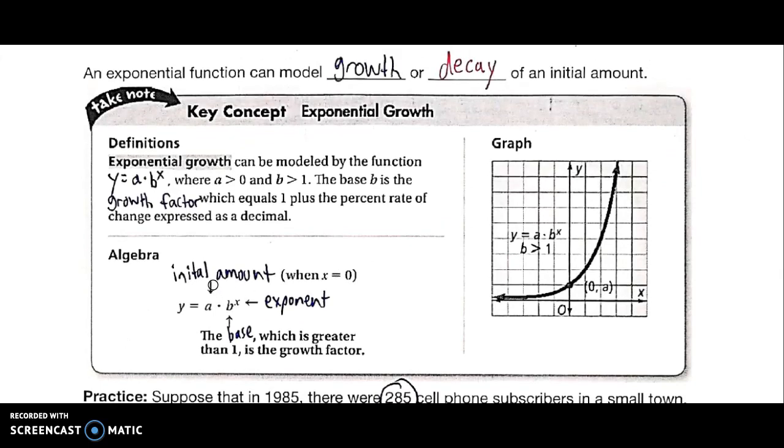Looking at those parts again, that number in front, a, just means the amount that you start with. So it's your initial amount when x is equal to 0. Remember, for any exponential function, we always raise x as our exponent. And that second number, b, is going to be our base, which as long as it's bigger than 1, is going to be a growth factor.